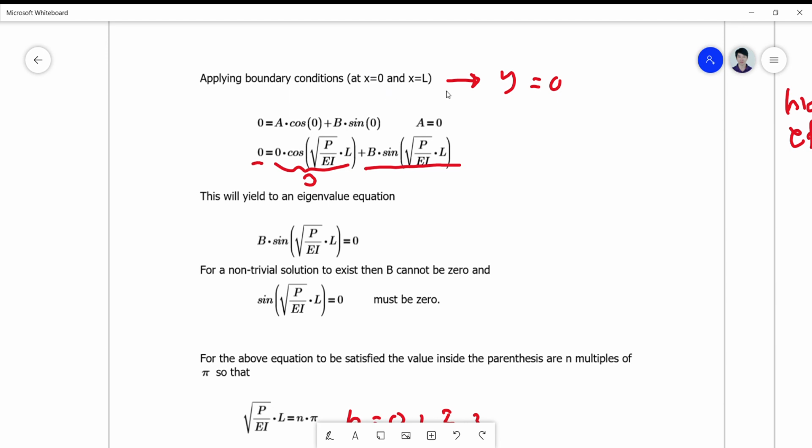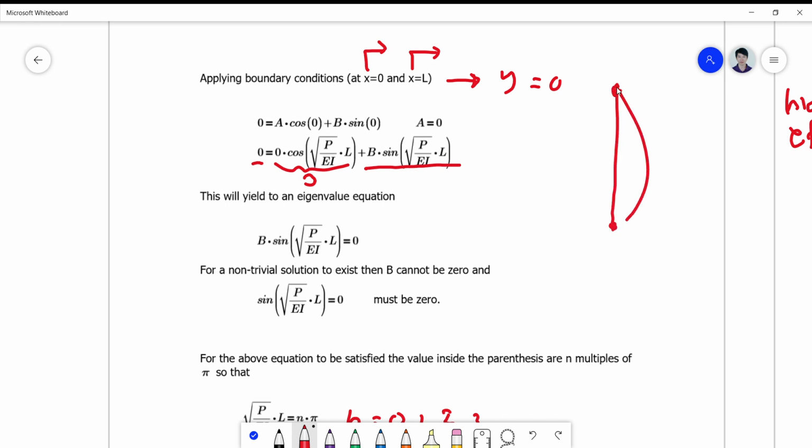and x equals L. So in which y at that point is 0. So what is y? Y is the deflection. So this is a boundary that gives you a value of y which is 0, because if this is the curve, at this boundary, this is your x-axis, this is your y-axis. So at these boundaries here, at x equals 0 and L, your values of y here are both 0.